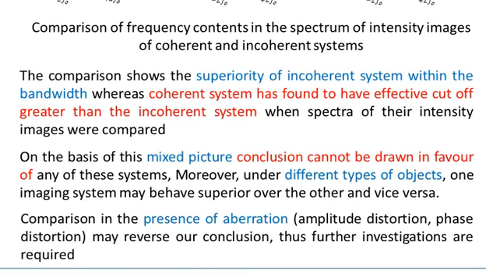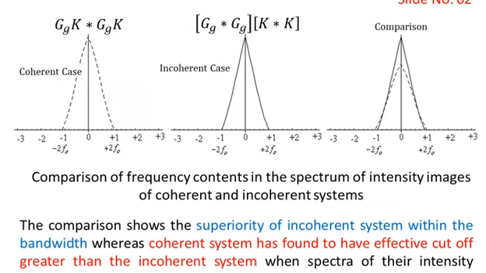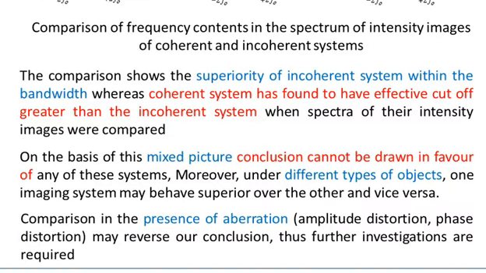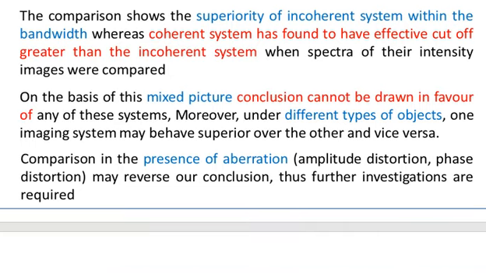Okay, comparison. Now, are we in a position to make some conclusion about the comparison? From the comparison, which system is better? Let's see. The comparison shows the superiority of the incoherent system within the bandwidth, whereas the coherent system has been found to have effective cutoff frequency greater than the incoherent system. When spectra of their intensity images are compared, on the basis of this mixed picture, conclusion cannot be drawn in favor of any of these systems. Moreover, under different types of objects, one imaging system may behave superior over the other and vice versa.